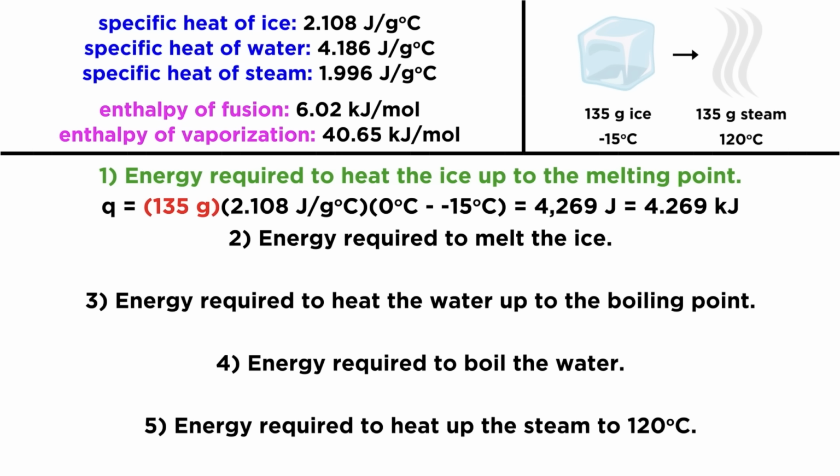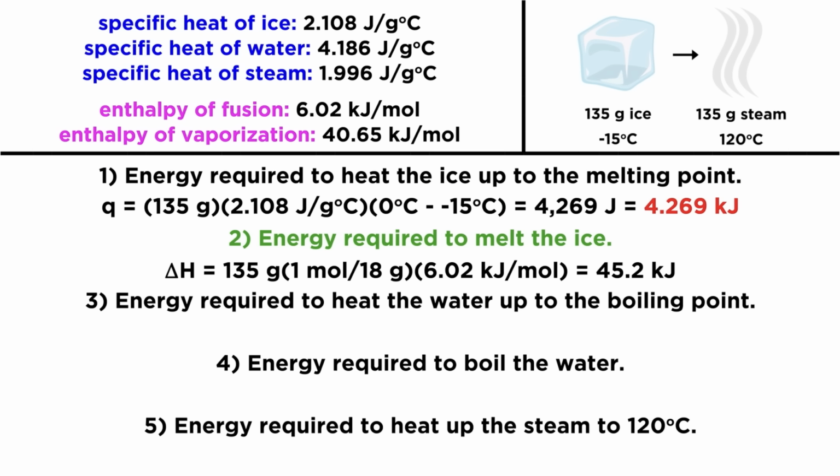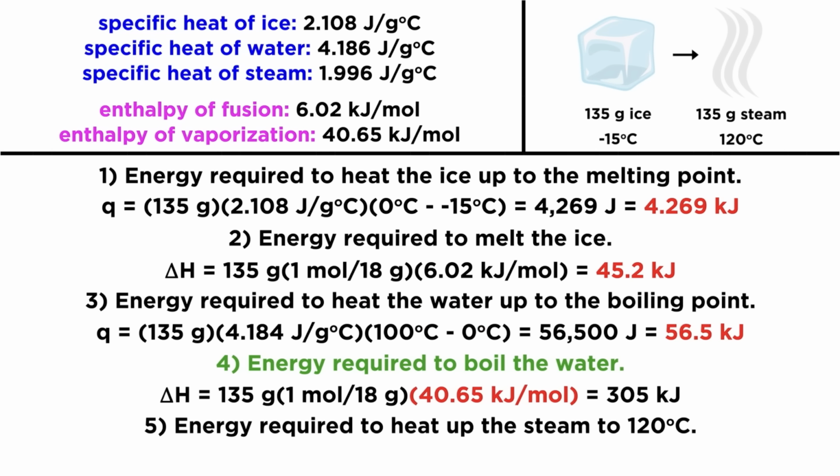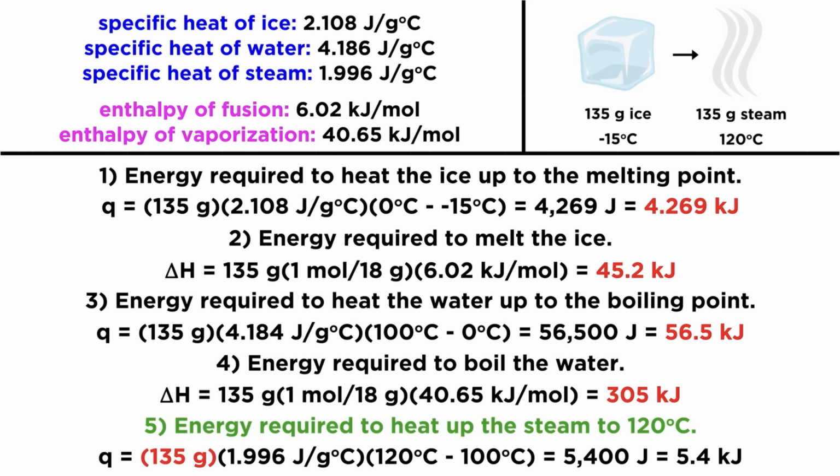For the first one, we've got the mass times the specific heat of ice times the change in temperature, which is the 15 degrees to get to the melting point. Next, to melt the ice, we need the moles of ice, since our enthalpy of fusion is in kilojoules per mole, and this is what we will get. For the next step, the specific heat of liquid water times the mass and the change in temperature from melting point to boiling point, which is 100. Then we use the enthalpy of vaporization, which again will require the moles of water. And for the last step, we use the mass times the specific heat of steam times the final delta T, which will be 20 to get us up to 120.